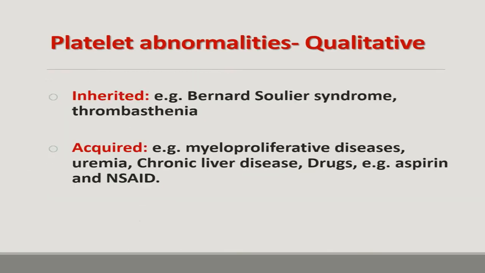The qualitative disorders, either inherited like Bernard-Soulier syndrome, which is associated with a defect in platelet adhesion, or Glanzmann disease, which is due to a defect in platelet aggregation. For both adhesion and aggregation, there are specific receptors present in the platelet, and a defect of these receptors leads to development of these inherited disorders. The acquired platelet abnormalities are more common, like myeloproliferative diseases, in patients with chronic renal or chronic liver disease, or taking drugs like aspirin and non-steroidal anti-inflammatory drugs.